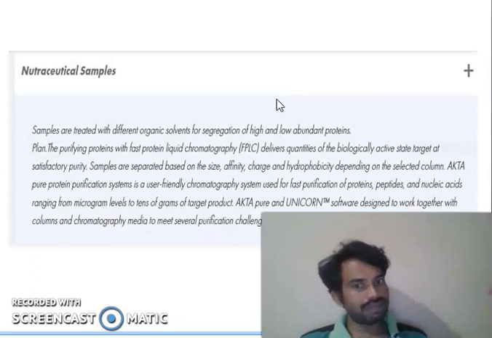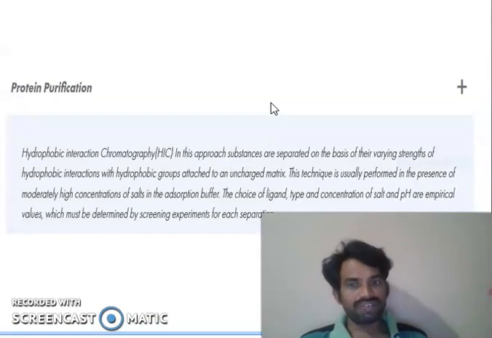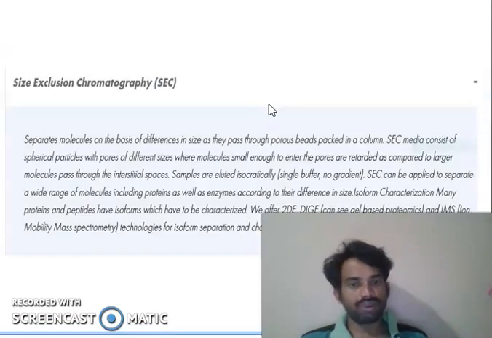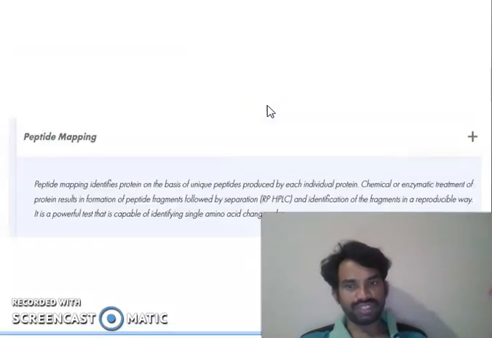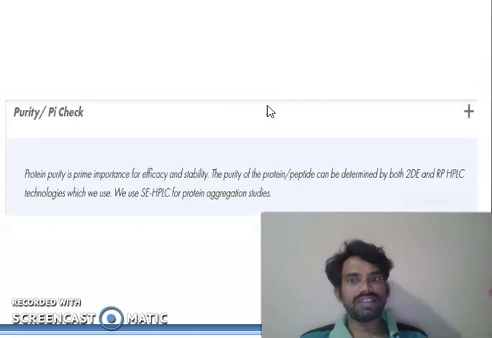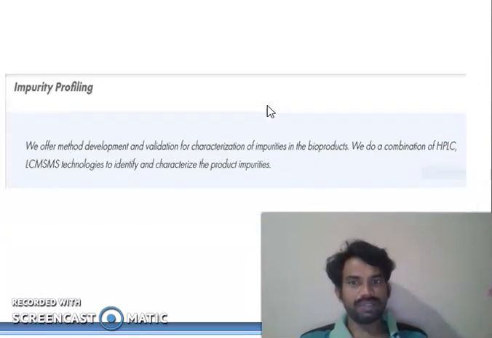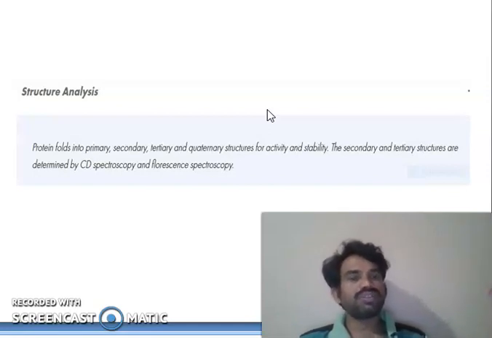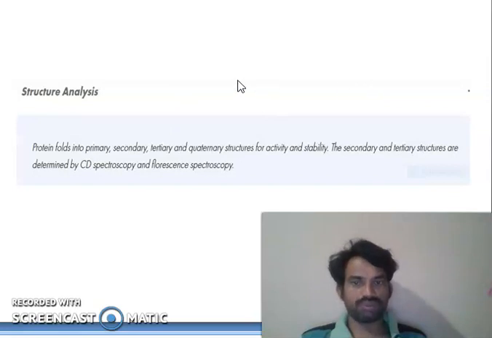Then you can see nutraceutical samples, also nowadays using protein purification, ion exchange chromatography for separation, size exclusion chromatography techniques, and then amino acid composition and peptide mapping, purity checking, impurity profiling, and structure analysis. This is very important, especially as protein folds into primary, secondary, tertiary and quaternary structures for activity and stability. So the secondary and tertiary structures are determined by CD spectroscopy and fluorescence spectroscopy.